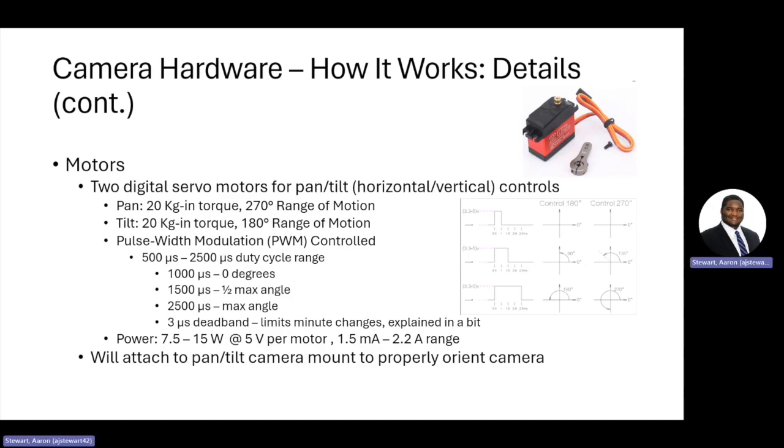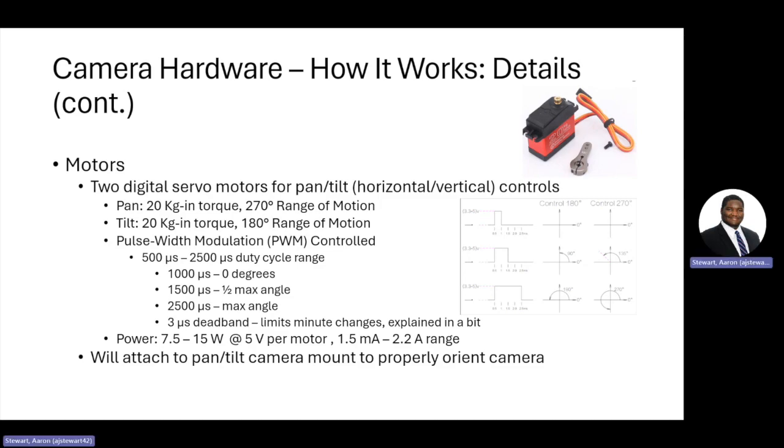With this, however, there is a 3 microsecond deadband, which, if you've used an Xbox controller before, is kind of like the dead zone settings. It is a limit on how much input it takes for it to actually respond to a change. So this will limit minute changes, and I'll give you more numbers on that in the next couple of slides. But it has a major implication on how precise these servos can be.